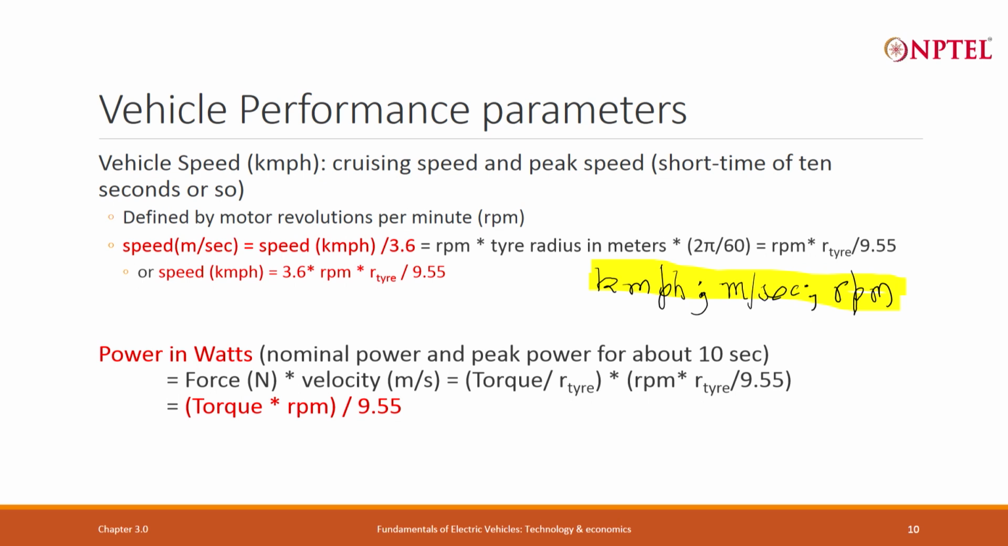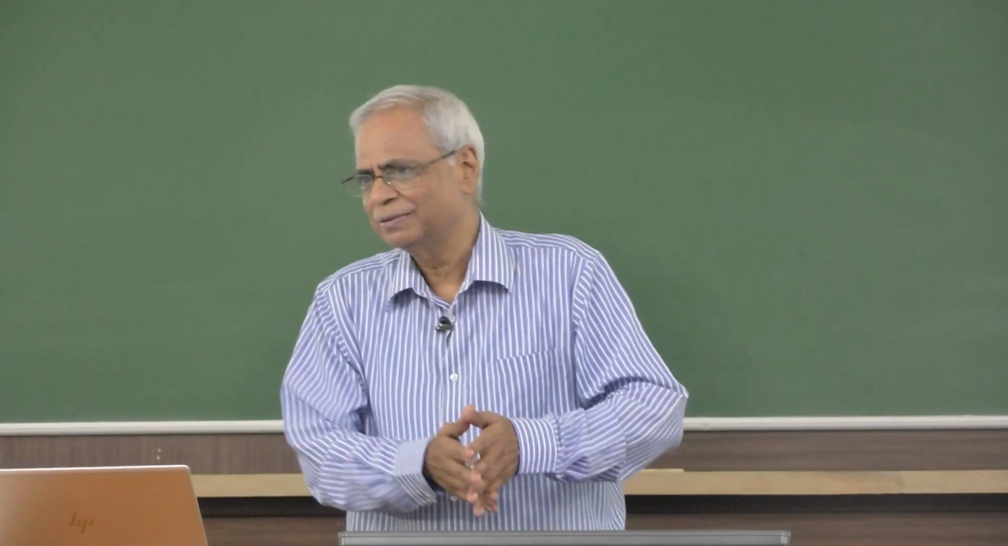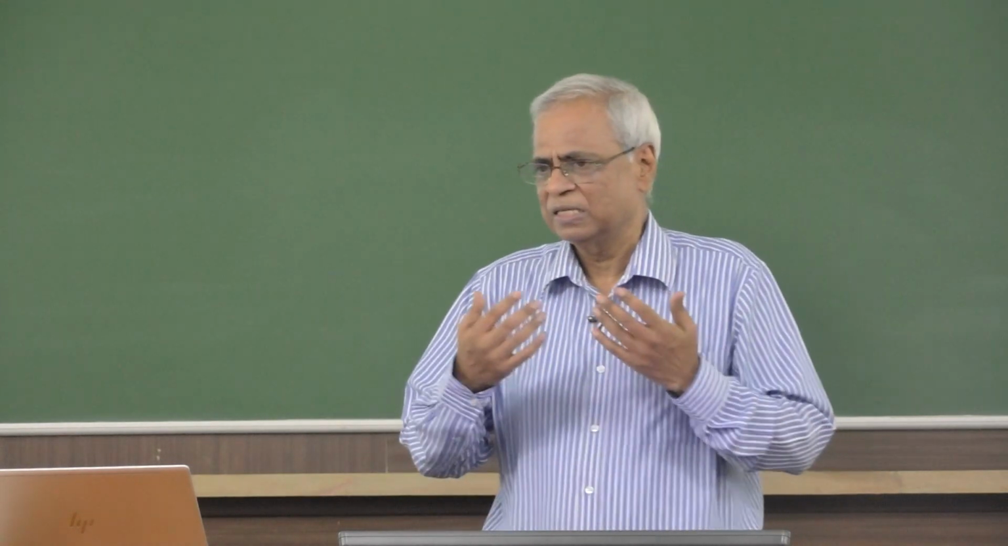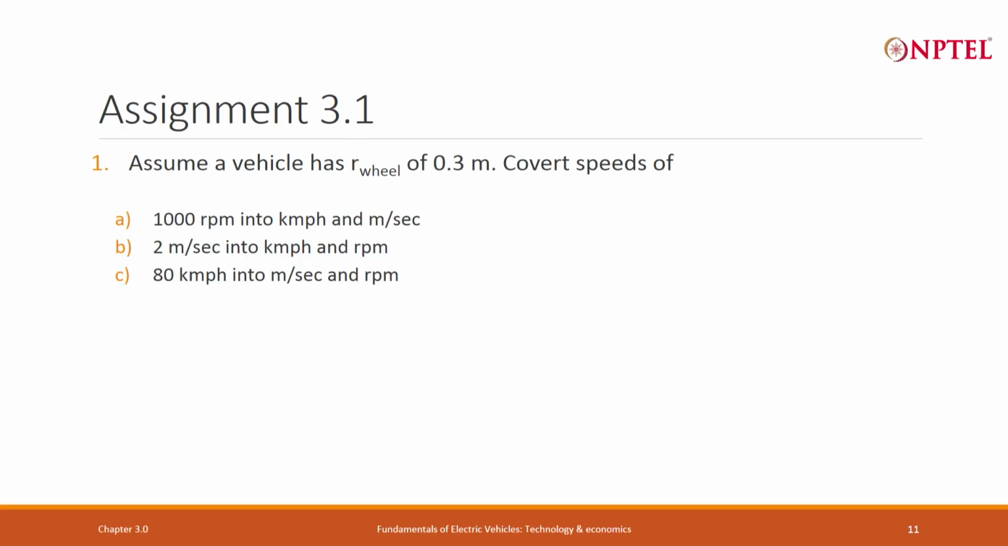You know the torque and you know the RPM, so you know your power consumption. So, if you have 3000 RPM and torque is 20 Newton meter, 3000 into 20 divided by 9.55 gives you 6000 watts, 6 kilowatts, very simple. These two you must remember: the conversion of RPM to meters per second to kilometers per hour, and power in watts equals torque into RPM by 10. You will use this again and again.